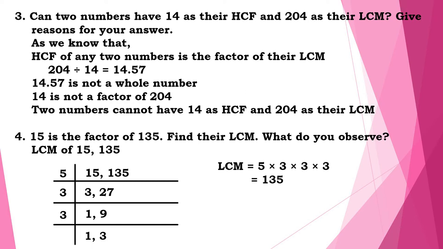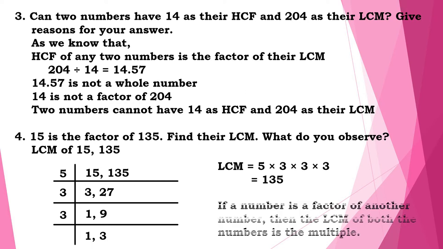Right? So we observe that if a number is a factor of another number, then the LCM of both the numbers is the multiple only. Like I'm giving you one more example. Like the LCM of 6 and 24 will be 24 only. Okay. LCM of 15 and 120 will be 120. The multiple will be the LCM.